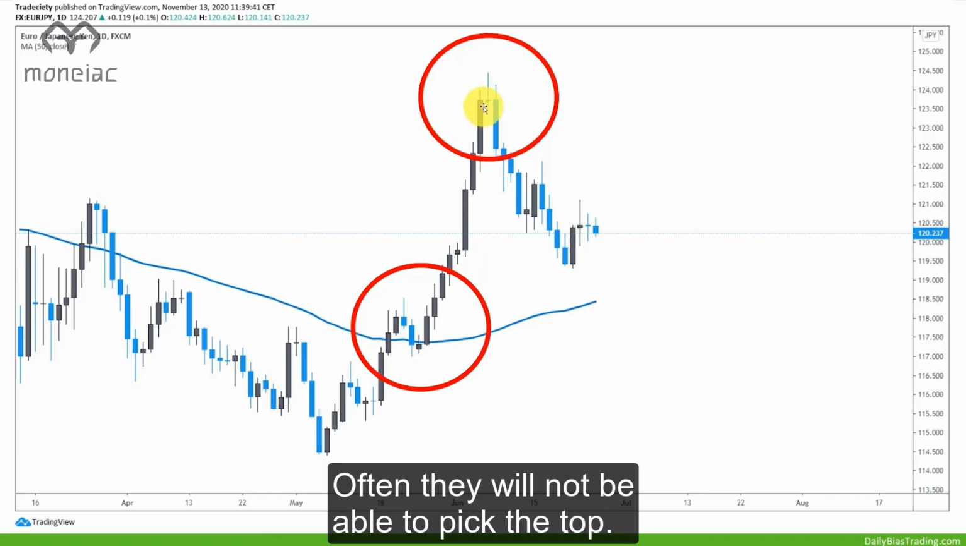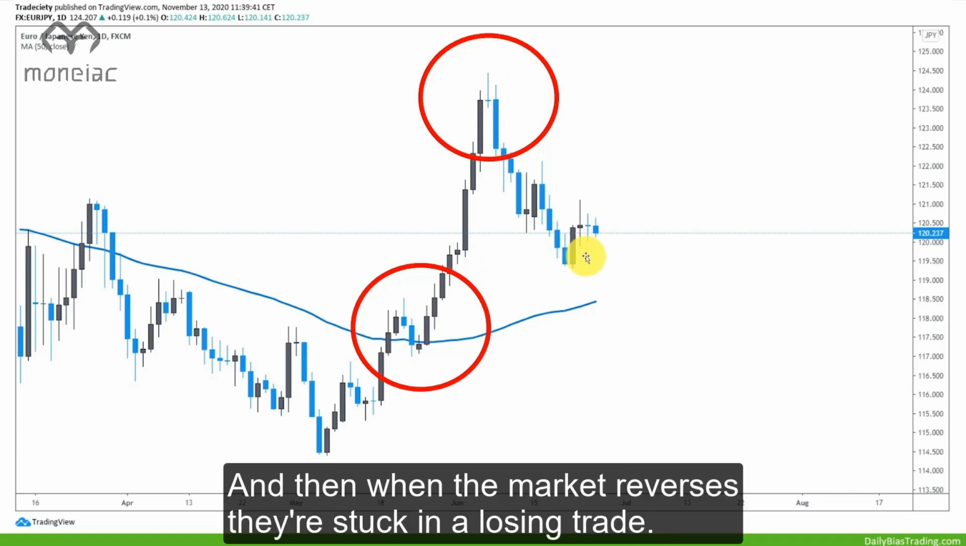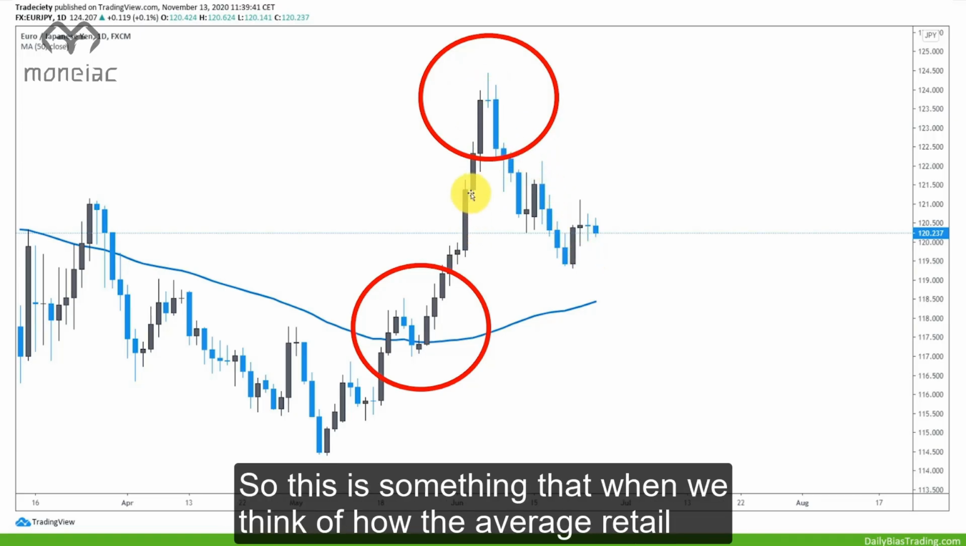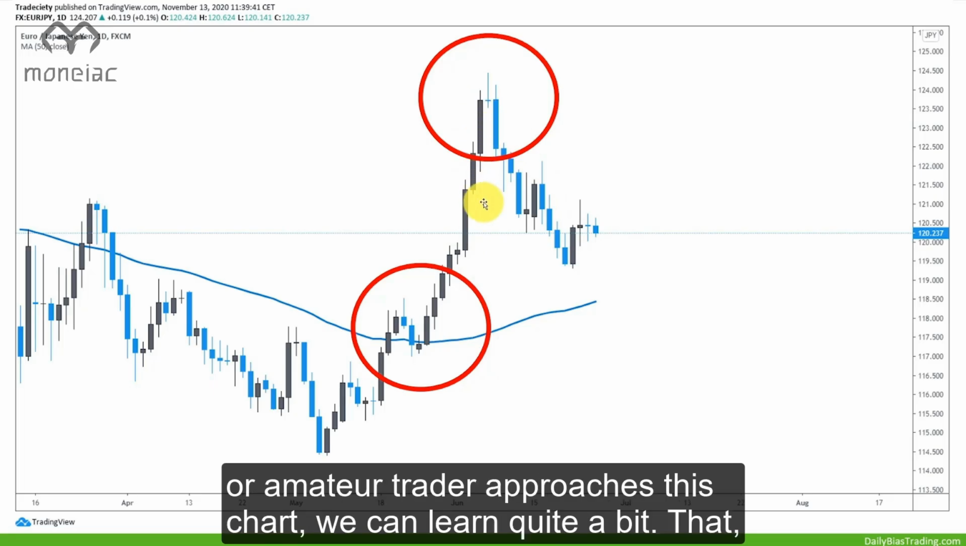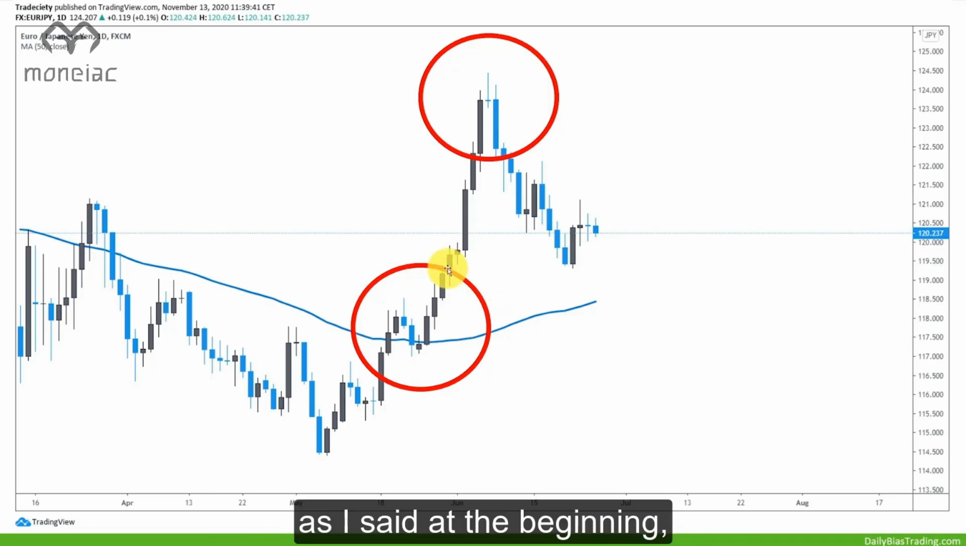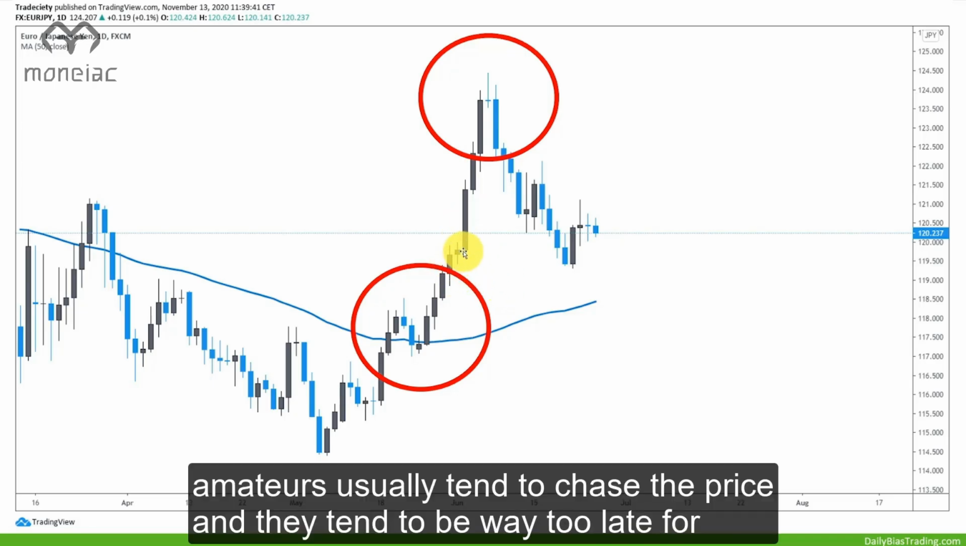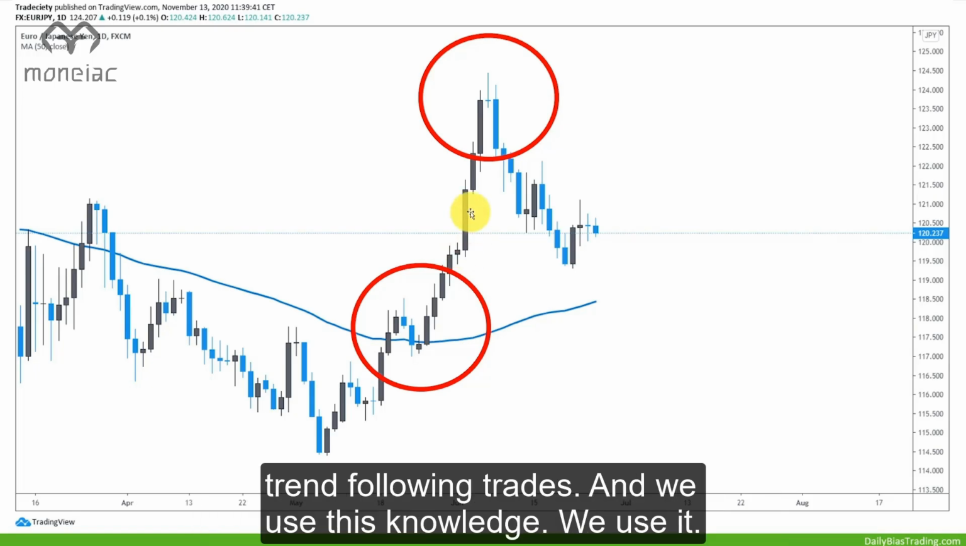Often they will not be able to pick the top, and then when the market reverses, they're stuck in a losing trade. So this is something that when we think of how the average retail or amateur trader approaches this chart, we can learn quite a bit. As I said in the beginning, amateurs usually tend to chase the price and they tend to be way too late for trend following trades. And we use this knowledge.